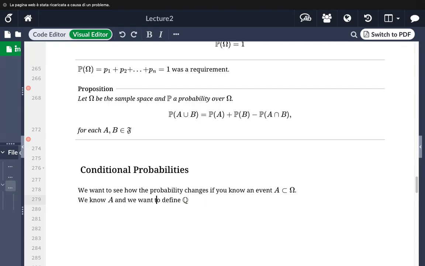So we start with a probability P. We know A, maybe because we assume it, and we want to define Q in such a way that we use only the information we have from P and A, because these are the things we know. So how do we do that?